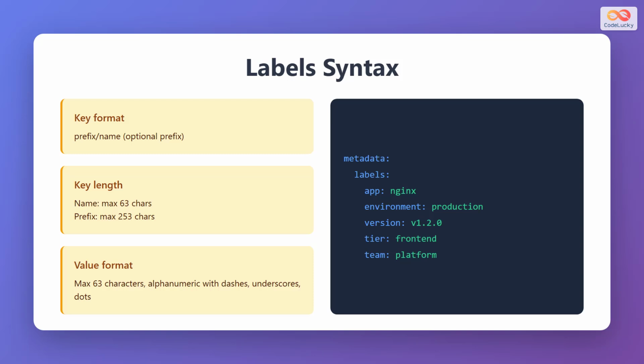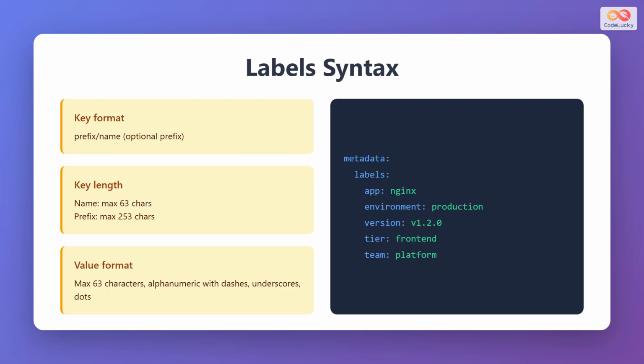Let's look at the syntax rules for labels. Label keys can optionally include a prefix followed by a slash and a name. The name portion has a maximum length of 63 characters, while the optional prefix can be up to 253 characters. Label values must be no more than 63 characters and can contain alphanumeric characters along with dashes, underscores, and dots.